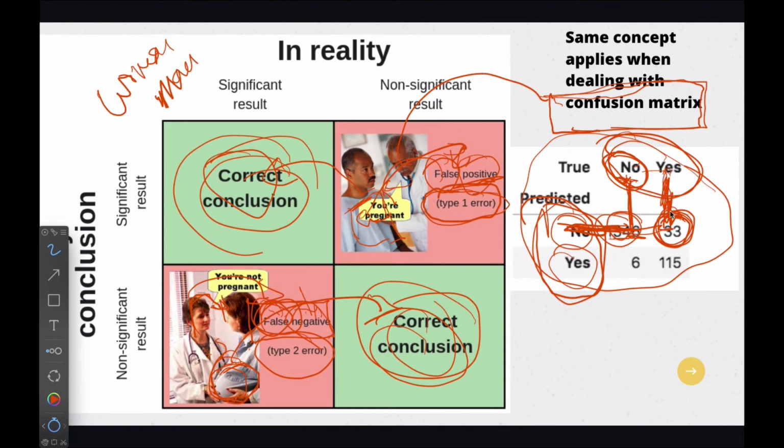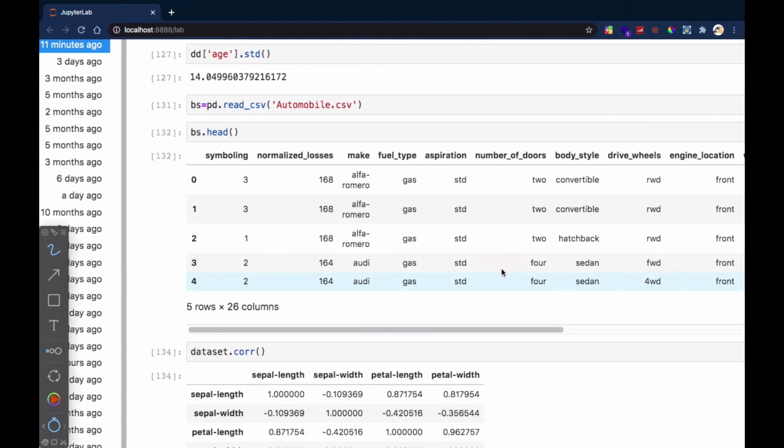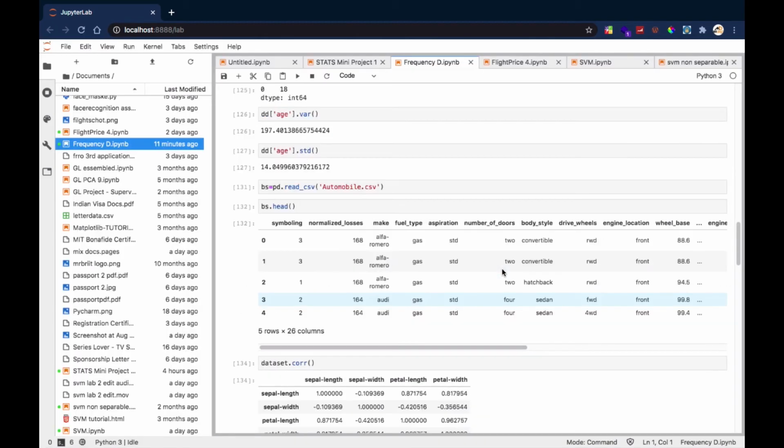However, some of the yes that we were supposed to predict as yes, we predicted as no. In the same way, some of the no's that we were supposed to predict as no, we predicted as yes, and some of the yes that we were supposed to predict as yes, we are correctly predicting as yes. We're going to see more of this. Let me just show you some of them over here.